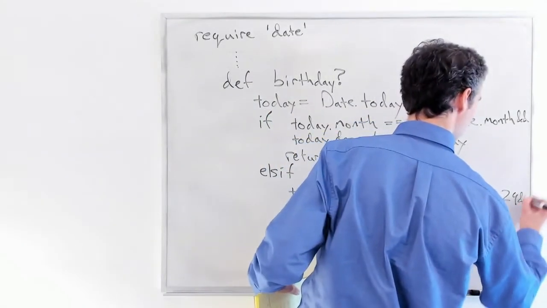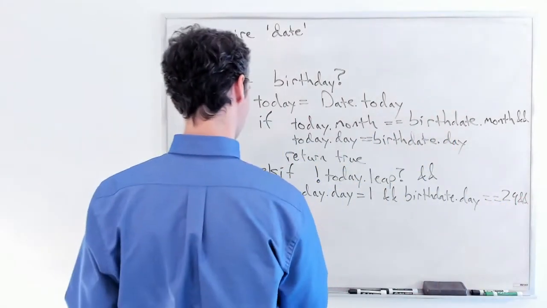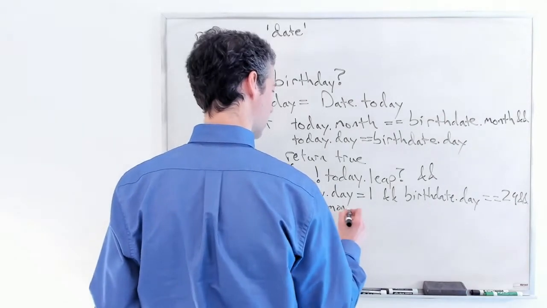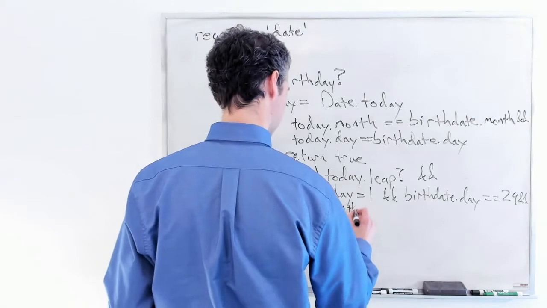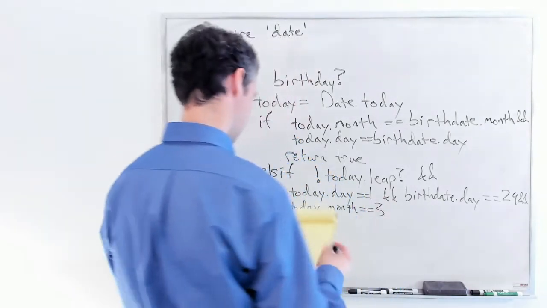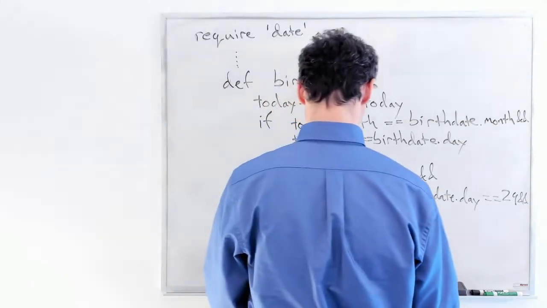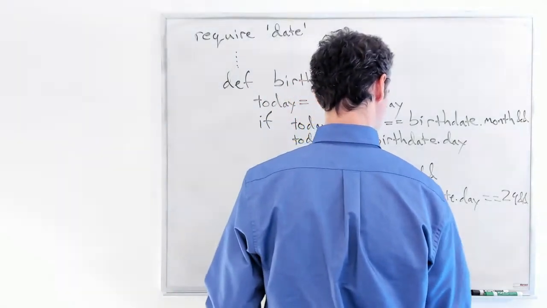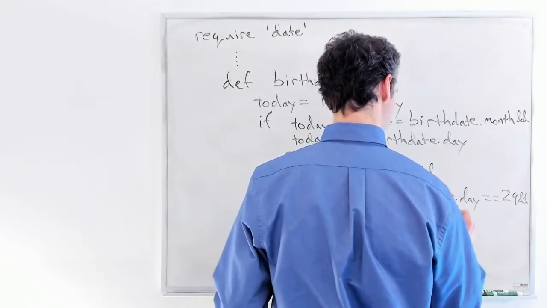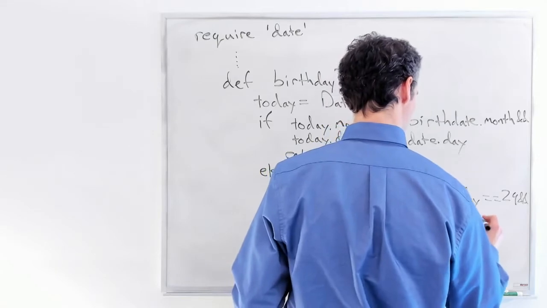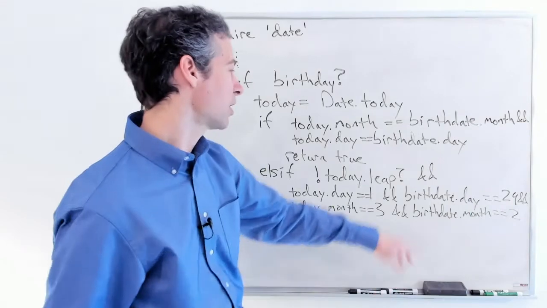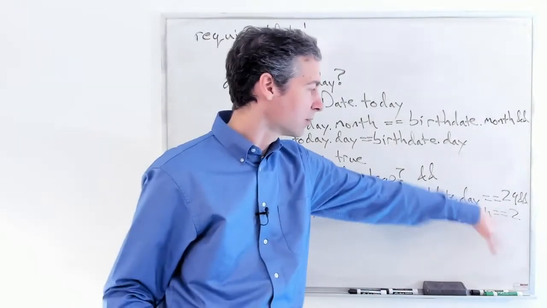I'll put in two little ampersands there, and also we're going to double check the month, and our month is equal to the 3rd, and we also need to make sure that the person's birth date month happens to be the 2nd. All right, so we've got to check in here that their birth date is on February 29th.